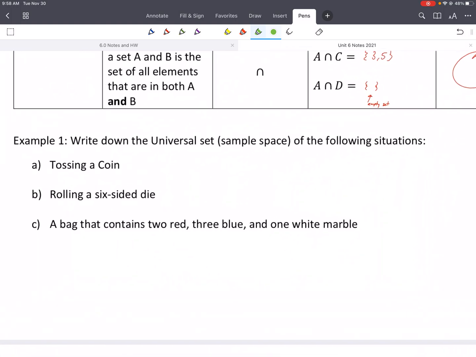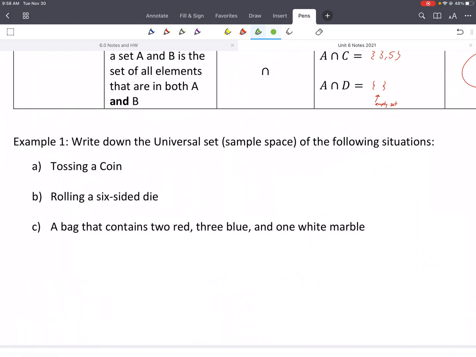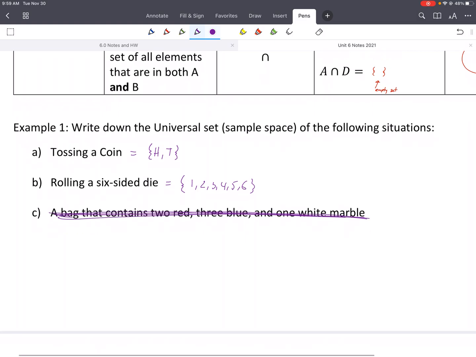All right, so let's talk about universal sets. Can we write down some universal sets? So if we toss a coin, what are the outcomes? What could happen? Well, we could have heads and we could have tails. Okay, if we roll a 6-sided die, we kind of already did that. That's 1, 2, 3, 4, 5, and 6. A bag that contains, we're going to actually skip this one. I don't want to get people confused with that, but we'll just talk about those two.